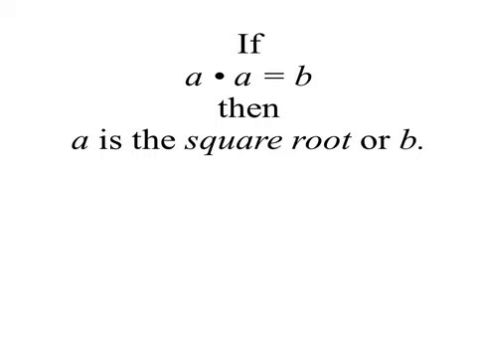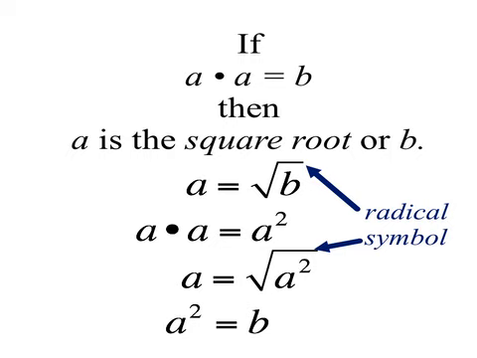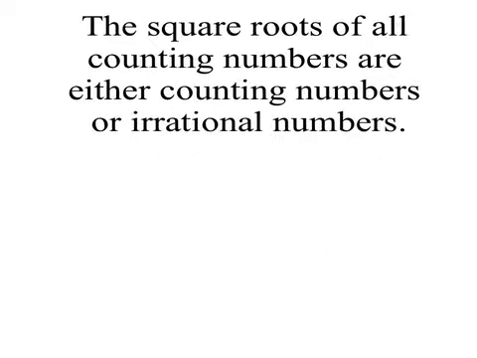From what we know about exponents, we can also write a times a is equal to a squared. We can use substitution to write that a is equal to the square root of a squared, and it's also true that a squared is equal to b. The symbol we have used to indicate square root is called the radical symbol. The square roots of all counting numbers are either counting numbers or irrational numbers.